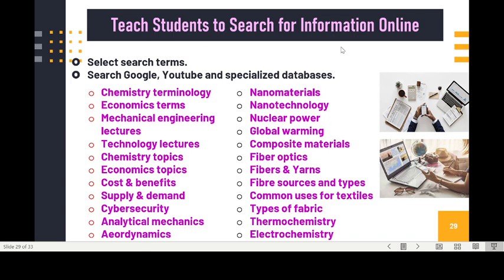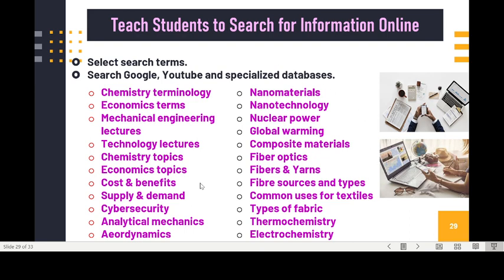Now, it's very important these days to teach the students how to search for information online. They need to learn how to select search terms. For example, they can type in Google chemistry terminology, economics terms, mechanical engineering lectures, technology lectures, chemistry topics, economics topics. They can even enter topics within the broad area, like cost and benefits, supply and demand, cybersecurity. It's a huge topic.